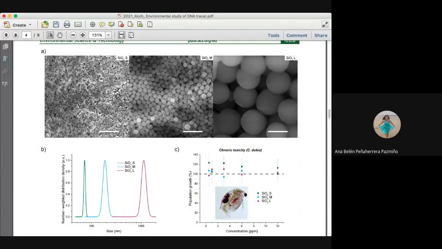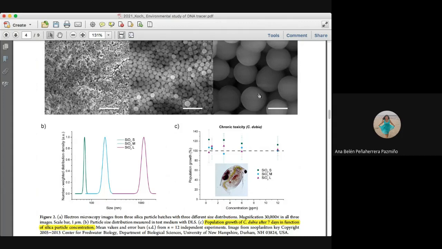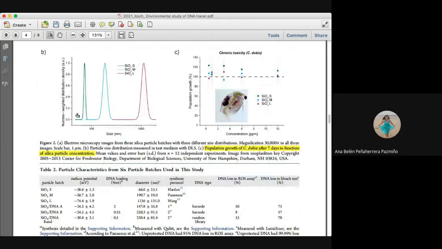So here are the scanning electron microscopy images obtained from these silica nanoparticles that they synthesized in three sizes. So here you see the small ones, the medium, and the large ones. Then they measure the size distributions of these nanoparticles with dynamic light scattering, and you can see the dimensions and the distribution of the sizes of the small, medium, and large silica particles.